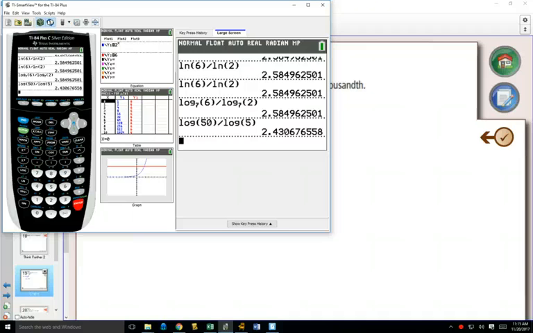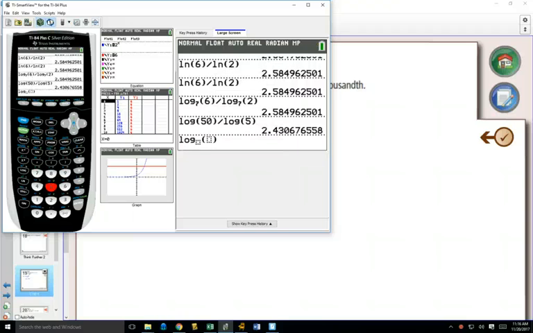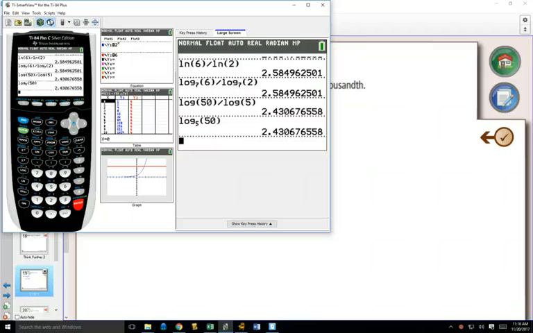So you might even find, once you get good at this, it even feels quicker to use the change of base when typing in, rather than having to go through all of those second steps to find the different base. But if you wanted to find the different base, you could find it, log base 5 of 50. And notice we get the same answer.